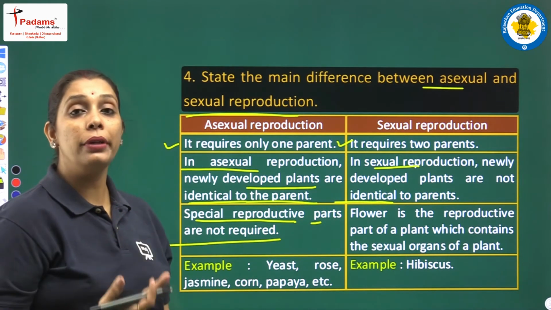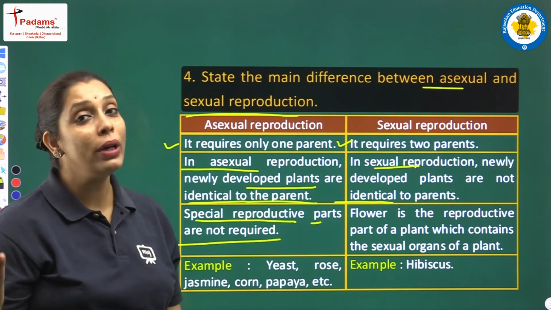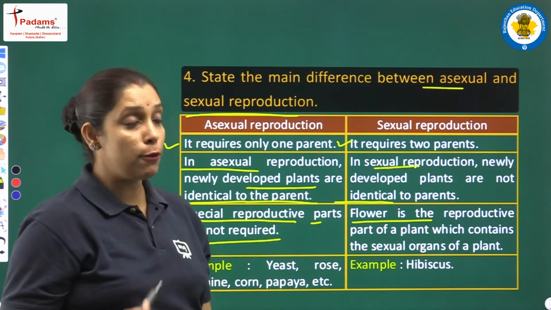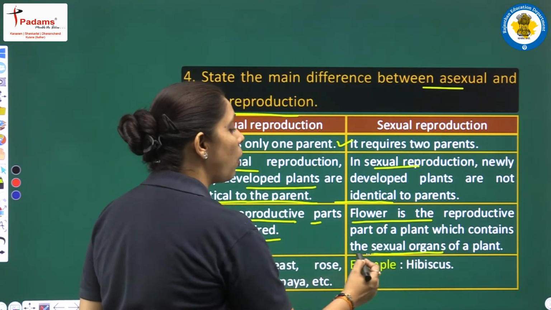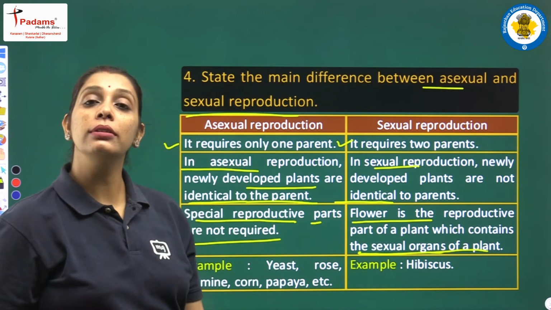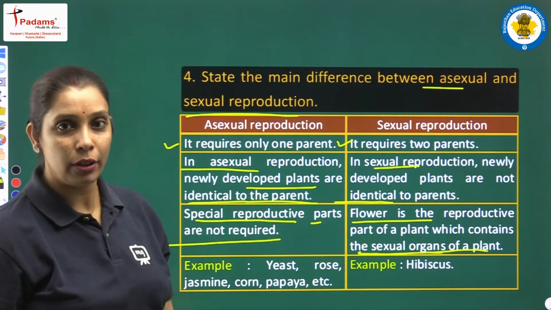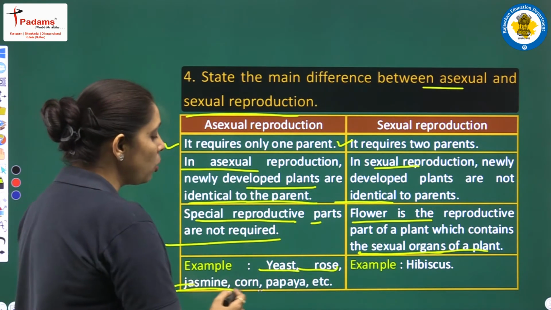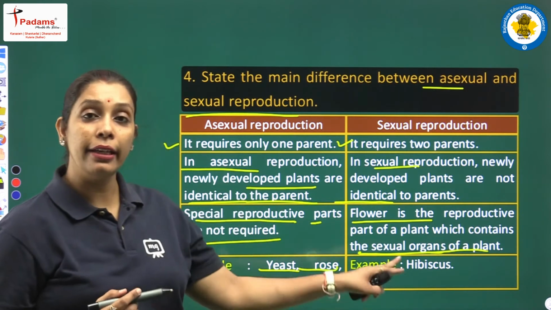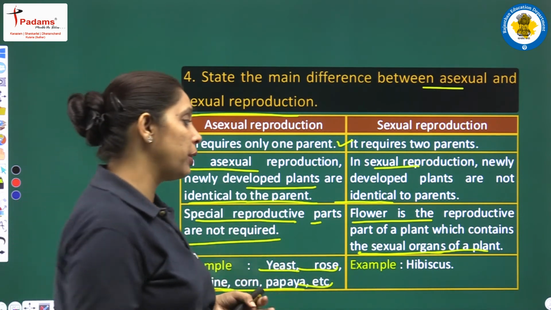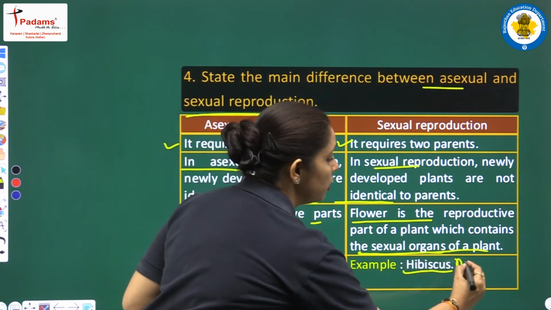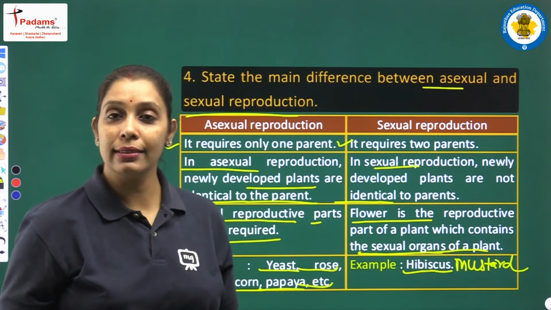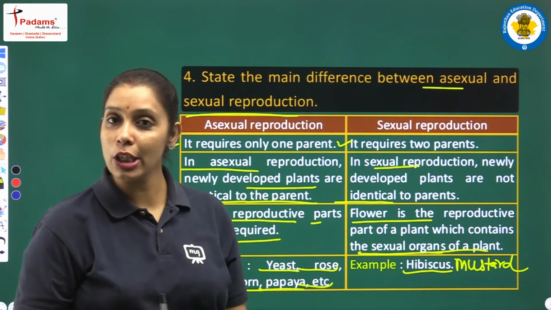Yes, here the reproduction takes place with the help of vegetative parts, isn't it? Flower is the reproductive part of a plant which contains the sexual organs of the plant. Remember the pistil and stamen in a flower. Okay. Here examples are yeast, rose, jasmine, corn, papaya, etc. And here we are having lots of options. You can write hibiscus, you can write mustard also. Fine, class. Is that clear, the difference between sexual and asexual reproduction?